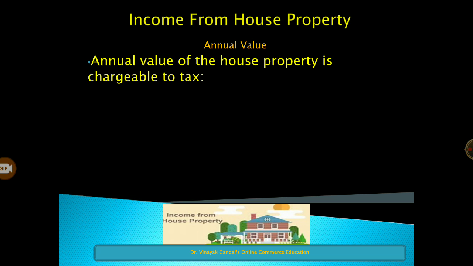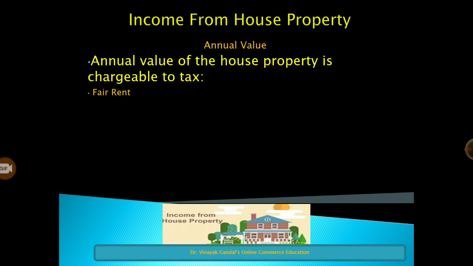It is normally said that annual value of the house property is always chargeable to tax, and the annual value is based on various basic concepts under house property. Means calculation or determination of annual value is based on various types of concepts which are related to house property. So now we are going to learn a few basic concepts which are a must for determination of annual value. The first is fair rent.